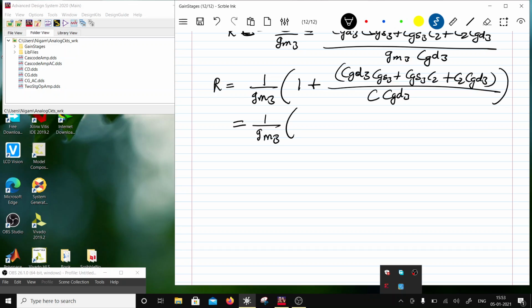R is equal to this number. Let's simplify. CGD3 common, so that will be CGS3 plus CGD3 common C2 plus C2 CGS3, right, divided by CGD3, and this whole thing is divided by C.